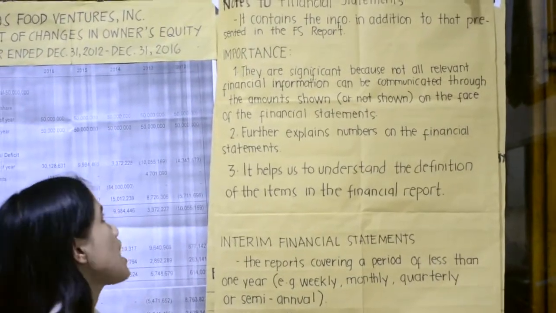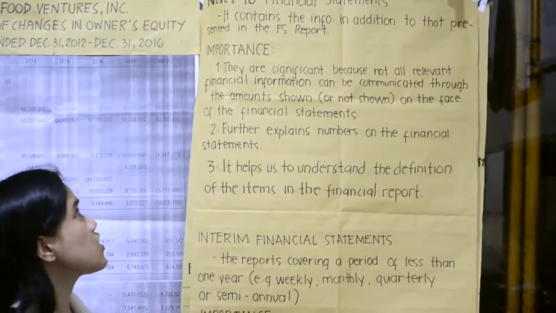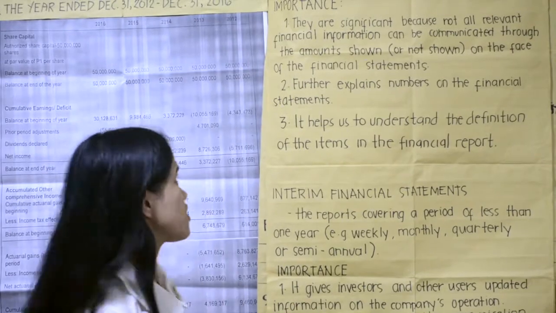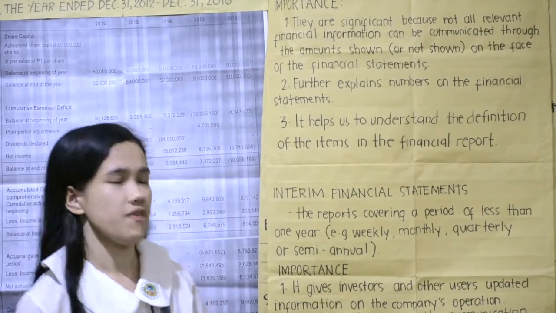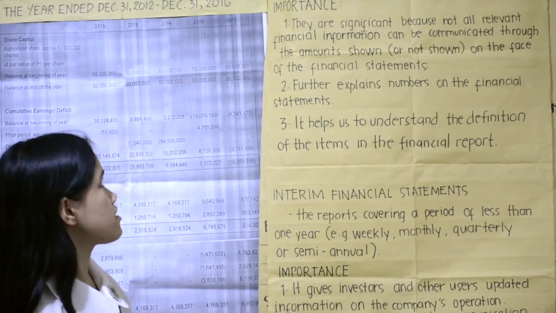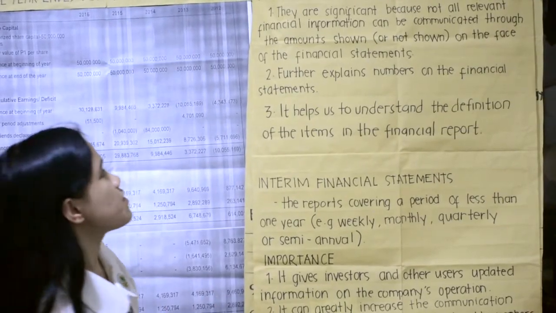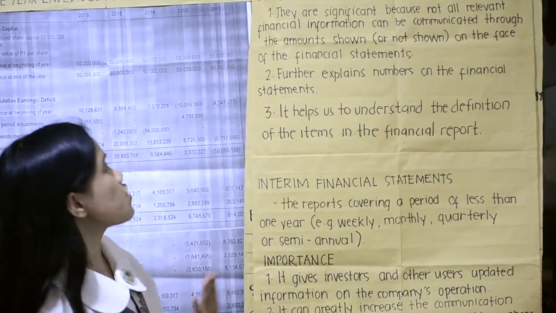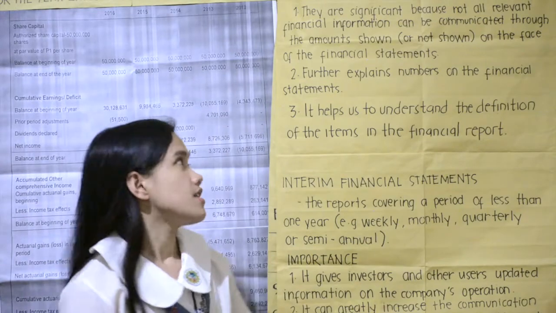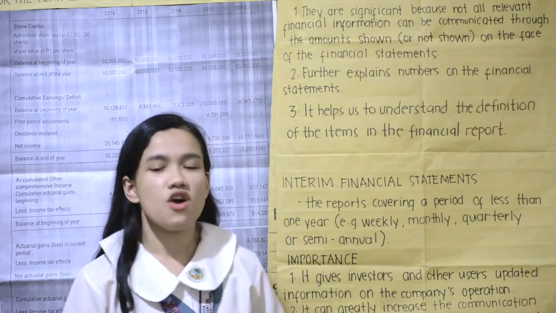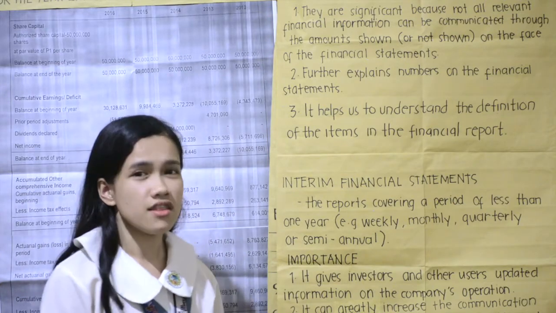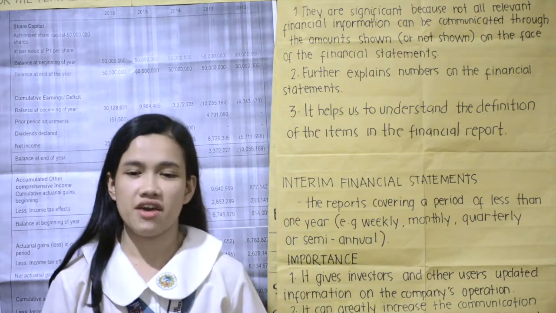It is located in the annex part of the financial report. It contains the information pertaining to a company's operations and financial positions, which are not presented on the face of the FS report. The following are the listed importance of the notes to FS. The first one is they are significant because not all relevant financial info can be communicated through the amounts shown or not shown on the face of the FS. This is done mainly for the sake of clarity because these notes are quite long, and if they were included in the main text, they would cloud the data reported in the FS.